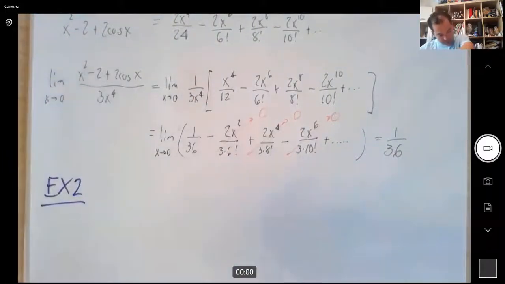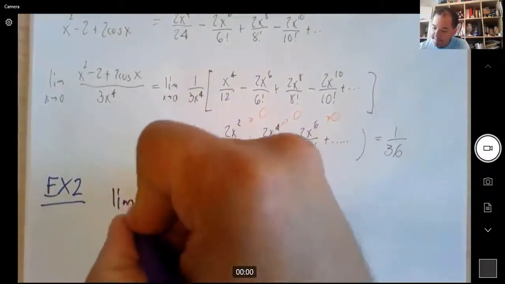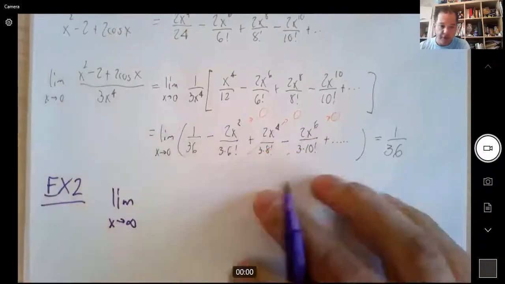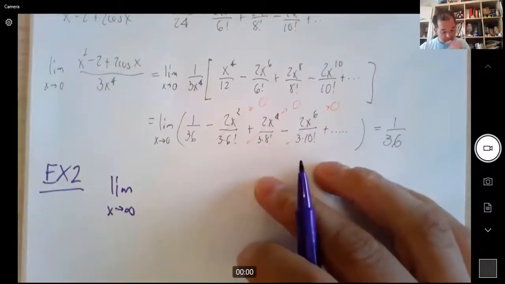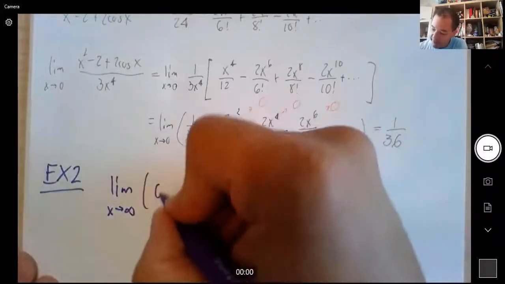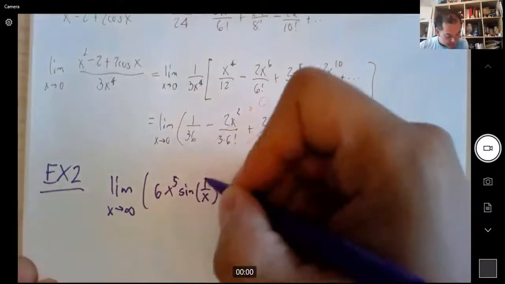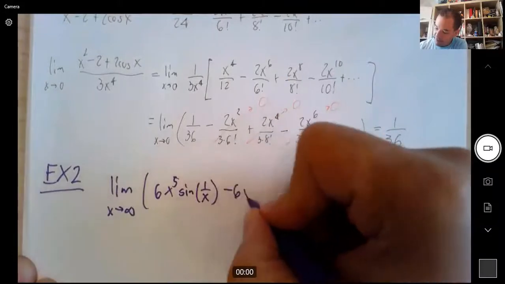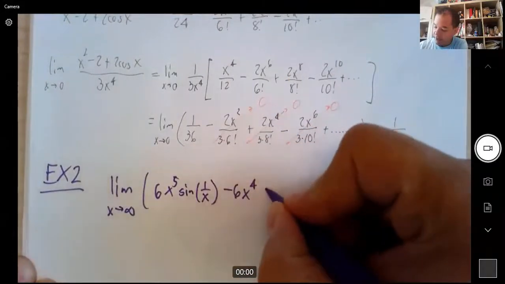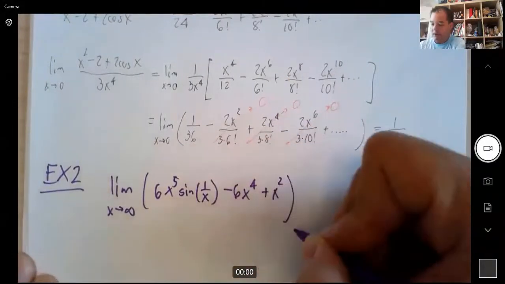So this time we need to do the limit when x goes to infinity of 6x to the 5th sine of 1 over x minus 6x to the 4th plus x squared. All right.